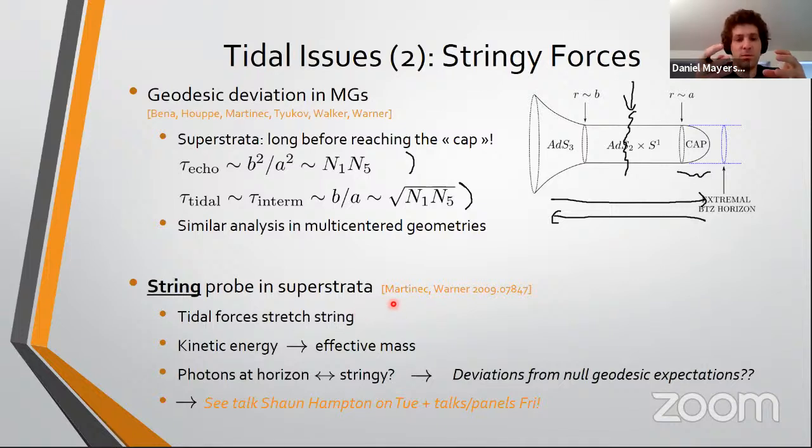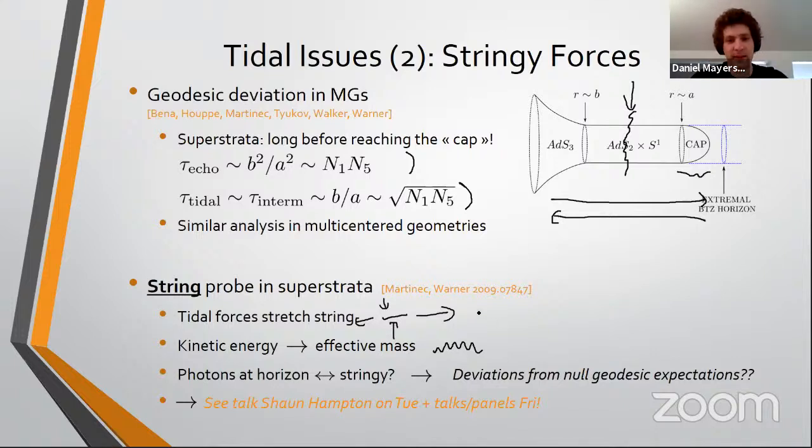But you can ask yourself, what happens when I throw in not a particle, but a string, into this kind of superstrata geometry? Well, when the string hits the tidal forces somewhere halfway down the throat, the tidal forces are going to want to stretch and pull the string. And because it's stretching it, it's going to start vibrating. And a string that vibrates, well, what you've really done is you've taken the kinetic energy from the string falling in, and you've put that into some effective mass of the string.